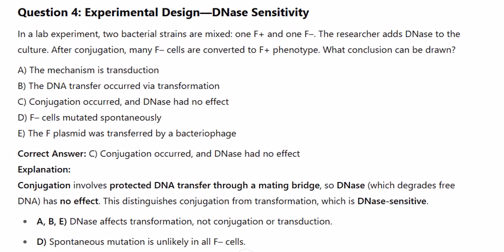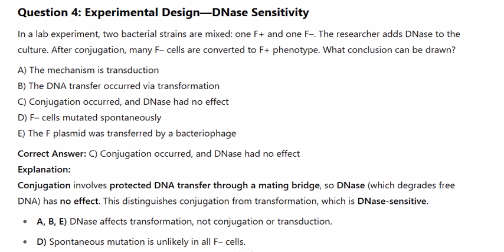C. Conjugation occurred and DNase had no effect. D. F minus cells mutated spontaneously. E. The F plasmid was transferred by a bacteriophage. Correct answer: C. Conjugation occurred and DNase had no effect. Explanation. Conjugation involves protected DNA transfer through a mating bridge. So DNase, which degrades free DNA, has no effect.